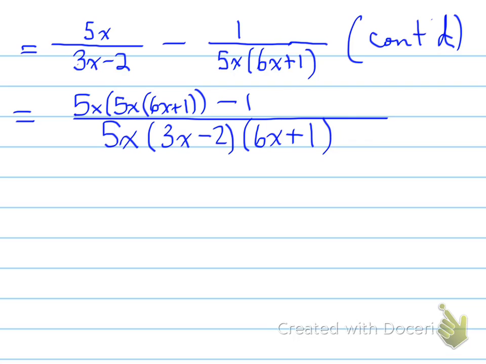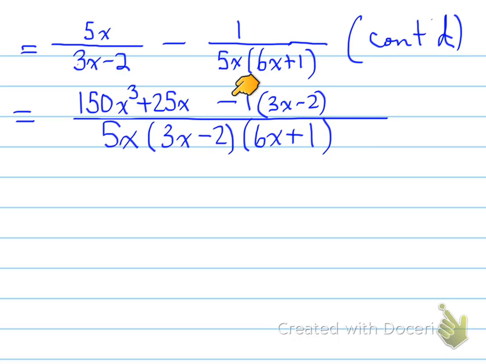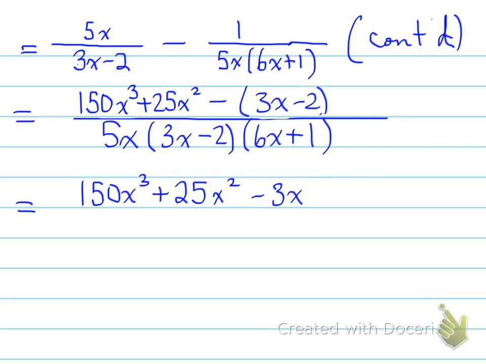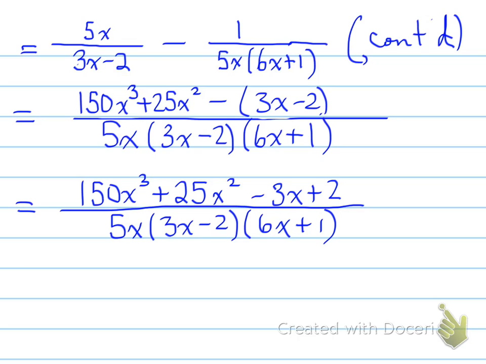Next, we're going to have minus 1 times what's missing in this denominator. Well, that is 3x minus 2. What we can do now is expand this out. And we get 150x cubed plus 25x, and in the second section we will have negative 3x minus 2. Expanding everything, you get 150x cubed plus 25x squared minus 3x plus 2 with the denominator. And this is the simplified expression.